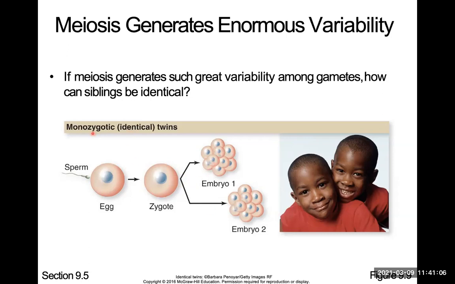Sometimes this happens. So monozygotic twins or identical twins, you have the egg and you have the sperm. The egg gets fertilized. Now you have a zygote. The zygote splits. Now you have two embryos or two offspring. And they're going to look the same.